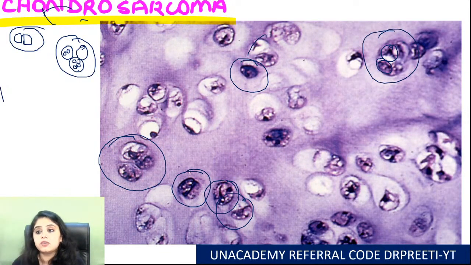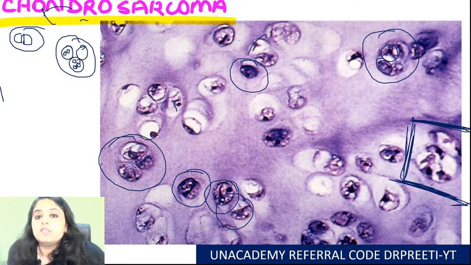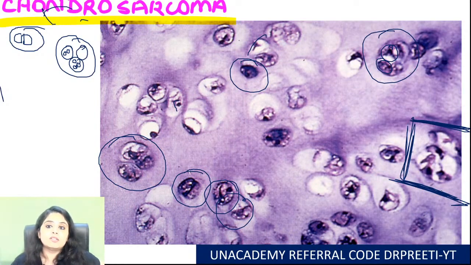Like over here, if you want me to highlight, can you see this area? Can you see how one lacuna is studded with so many cells, more than one cell in one lacuna? That is something that you see with chondrosarcoma. So as soon as you see dirty looking cells with more than one cell in the lacuna, chondrosarcoma, definitely.